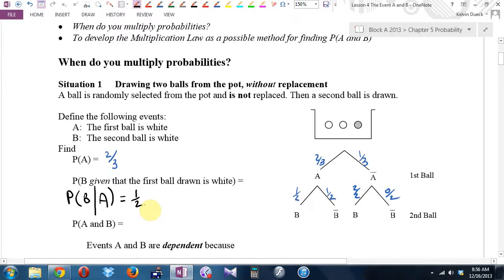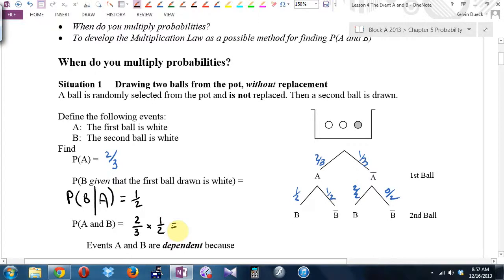Okay? What's the probability of A and B? Now, in English, what does it mean? What's the probability of 2 whites in a row? Because event A was the first ball is white. Event B is the second ball is white. What are the odds of getting 2 whites in a row? The answer is 2 out of 3 times 1 out of 2.